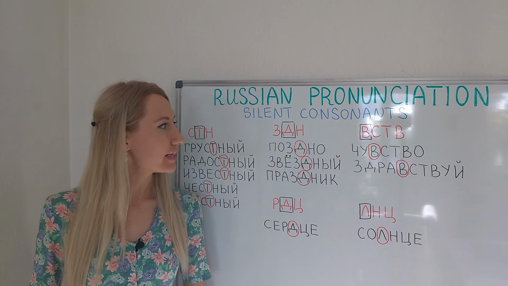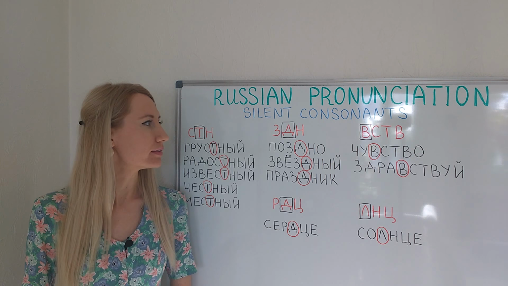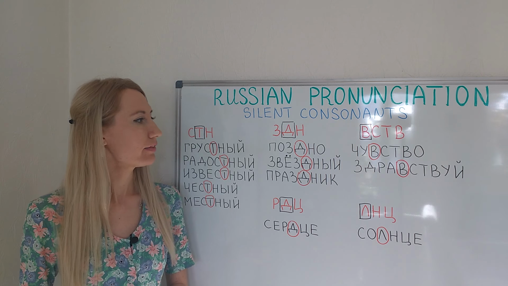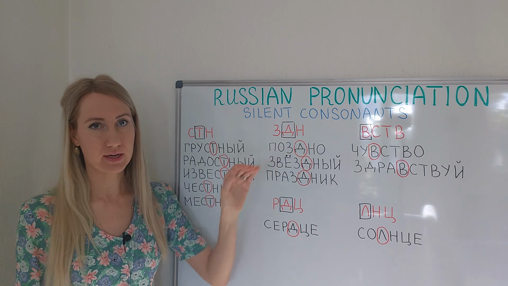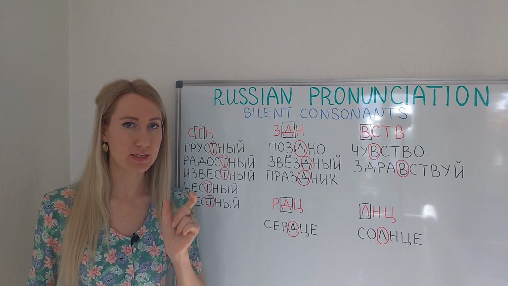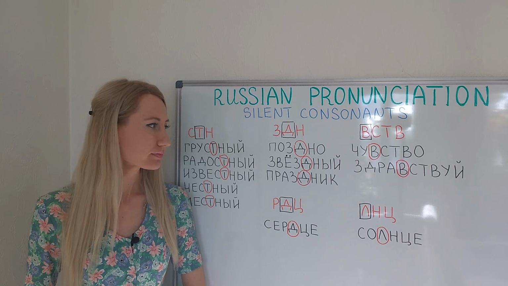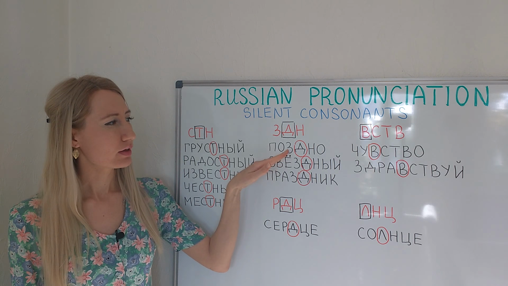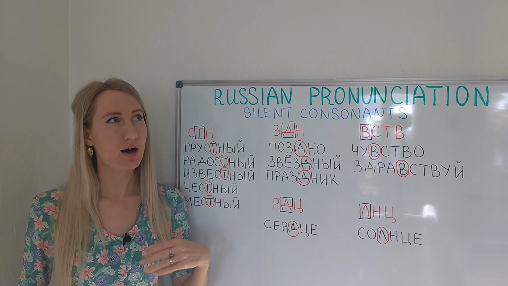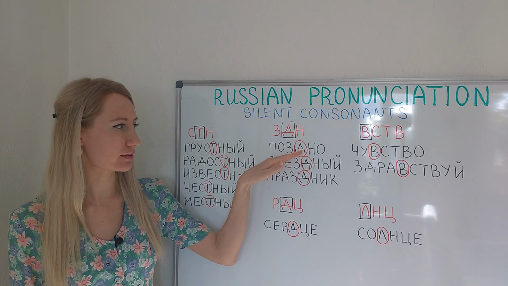The next combination of letters is Z, D, N sounds. And the word is поздно. Поздно. You see, in this case, we don't pronounce the middle letter D. Поздно, late. Here we can find a word with the same root, for example, опоздать, to be late. Опоздать, we hear this D.